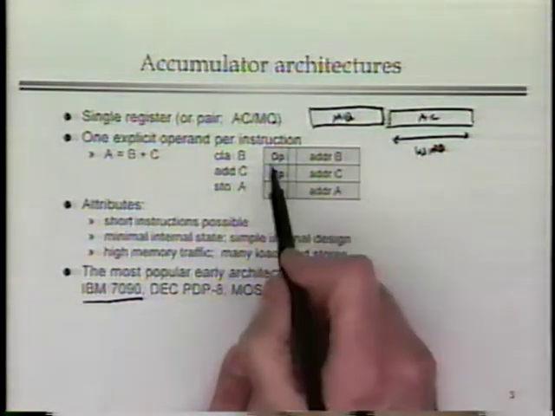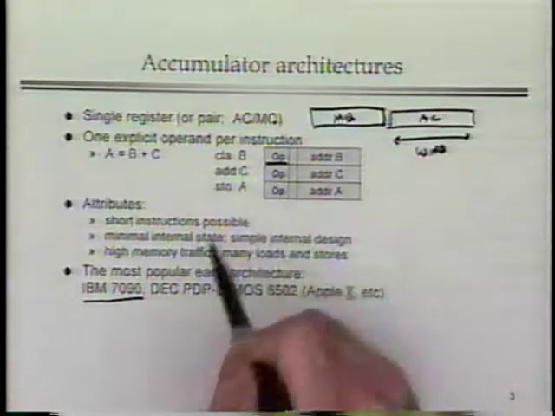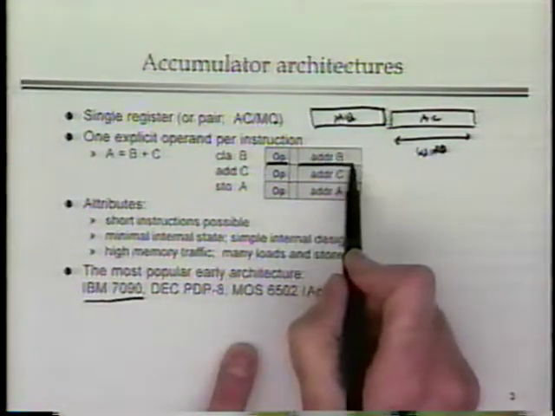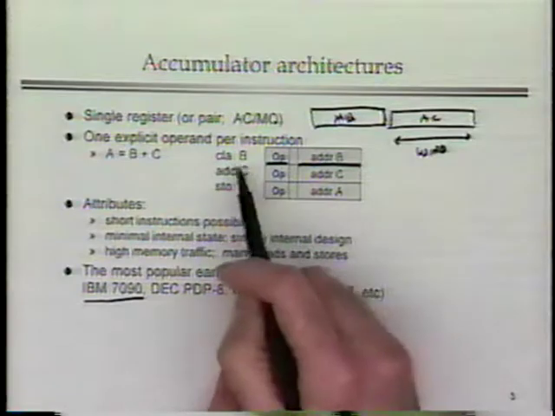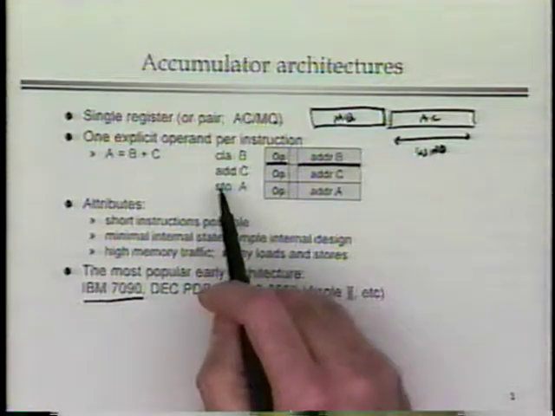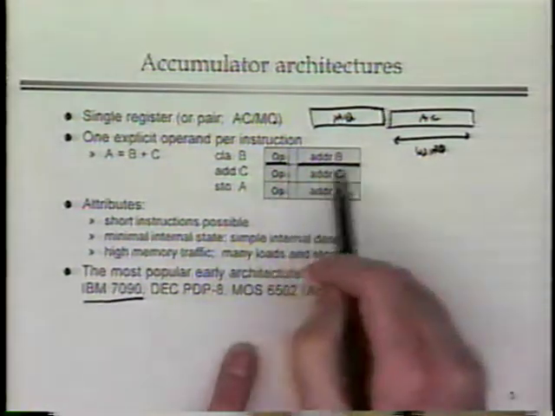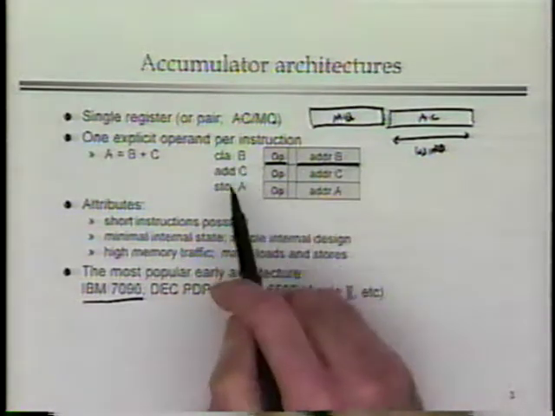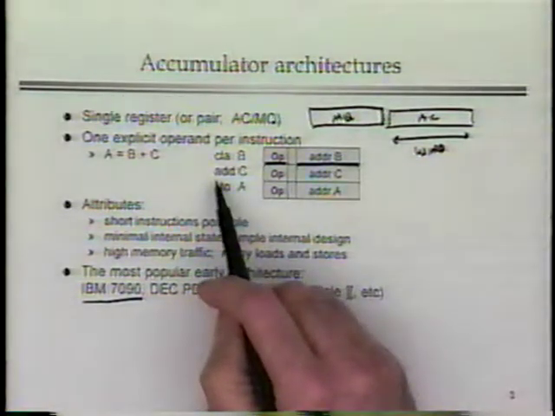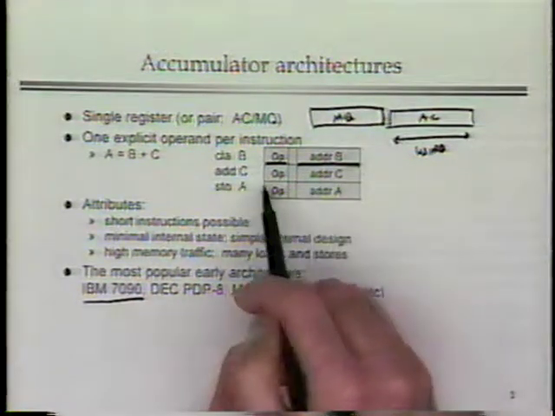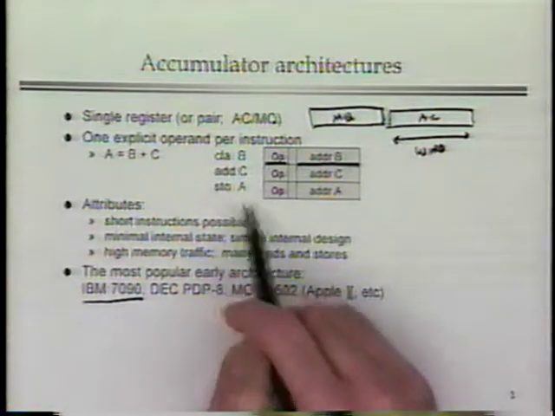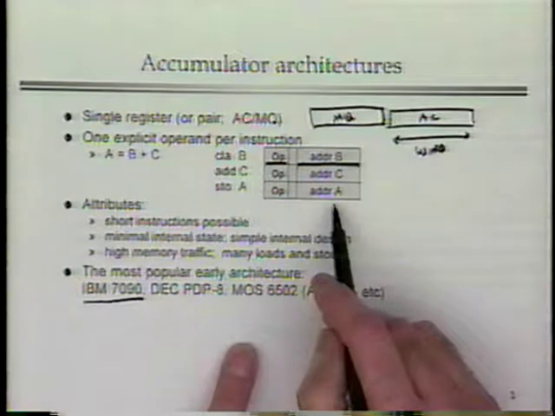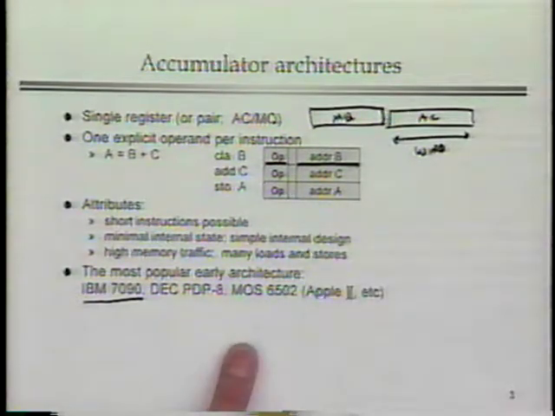The instruction format simply had an opcode of a certain number of bits and a field which was big enough to contain the entire address of the operand, B. So it would load B from the address indicated by the bits in that part of the instruction, put it into the accumulator. Same thing for add, would fetch C, add it to the accumulator, and store would take what was currently in the accumulator, store it into the address specified by the instruction.